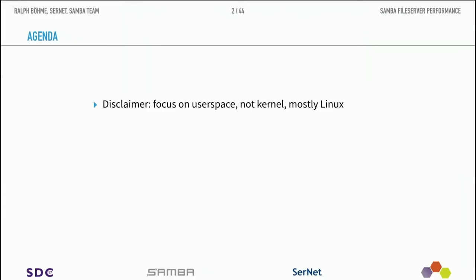So just a disclaimer. In this talk, I will focus on user space. Samba is a user space application. Kernel space is different. You will be able to use all the tools I'm going to mention for tracing kernel stuff as well, but that's really not my primary focus here. So user space, not kernel, and mostly Linux. Any FreeBSD guys around here?